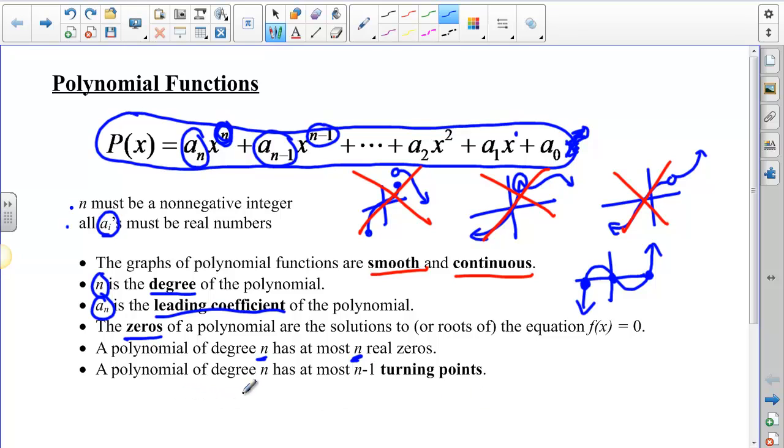And then a polynomial of degree n has at most n minus 1 turning points. That means if I have an x to the 3rd polynomial, at most I'm going to have 2 turning points. And so that could mean the graph could look like that. Here's 1 turning point, and here's another turning point. Those turning points are our local minimums and maximums, and so that's what we're going to be looking at.